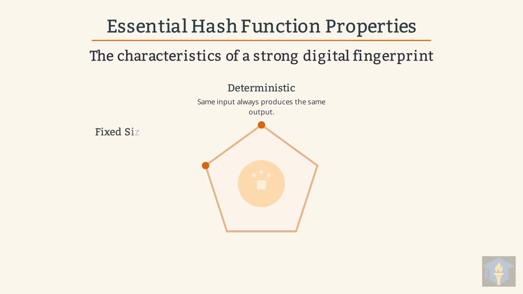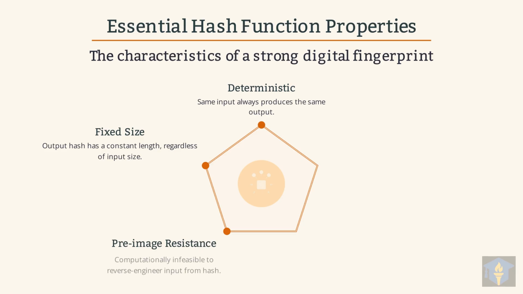Another vital property is that the hash output must always be of a fixed size. Regardless of how large or small your input data is, the resulting hash will always have a constant length. Next, we have preimage resistance, a property that makes it incredibly difficult to reverse the process. It means it's computationally infeasible to figure out the original input data just by having the hash output.